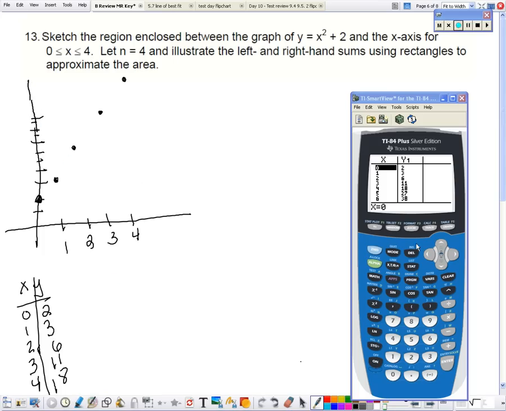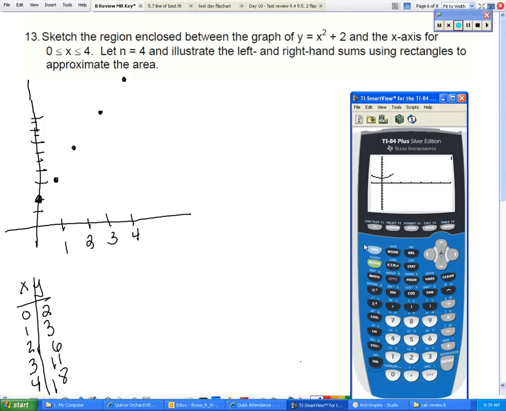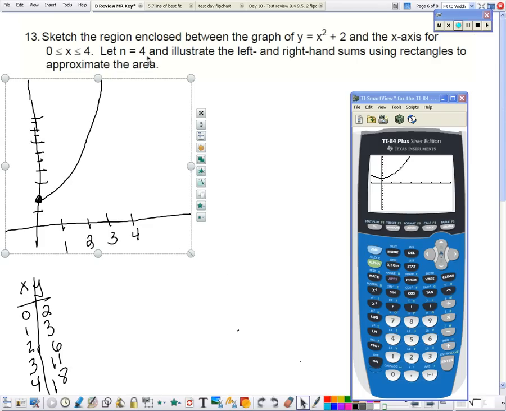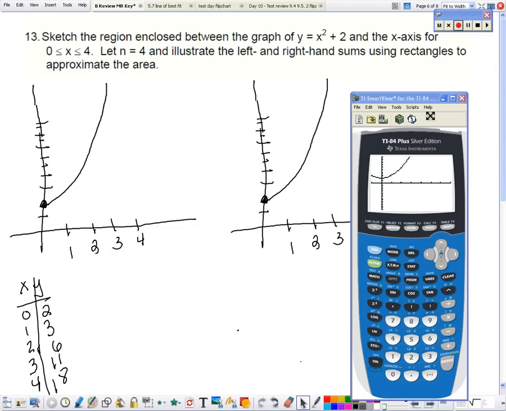Now, because I made a sketch, my scale is not great. If we actually look, it is a curved graph. So I'm going to fix that here. It's a parabola because it's x squared. It'll look like that. Now I need that twice so I can do my left and right hand sums. So I'm just going to copy and paste mine.